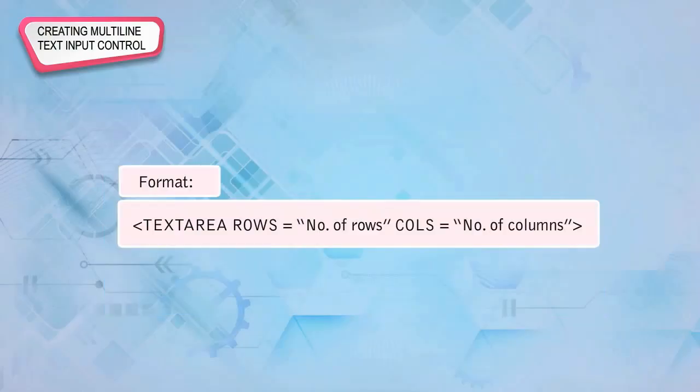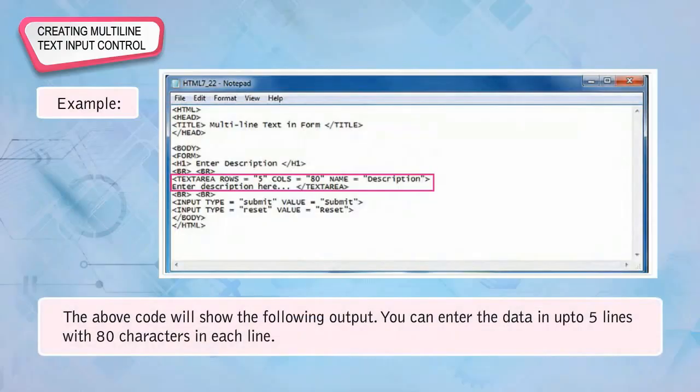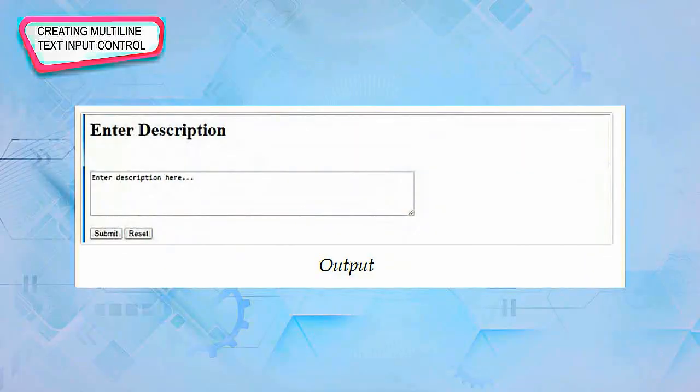Format: textarea rows is equal to number of rows, cols is equal to number of columns. Example. The above code will show the following input. You can enter the data in up to 5 lines with 80 characters in each line. Output.